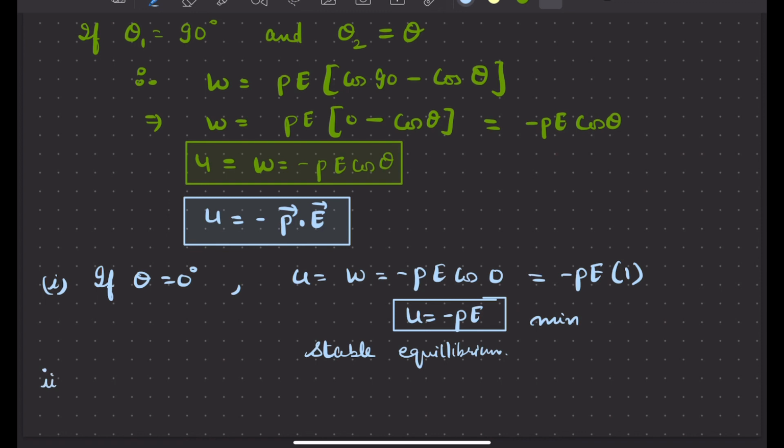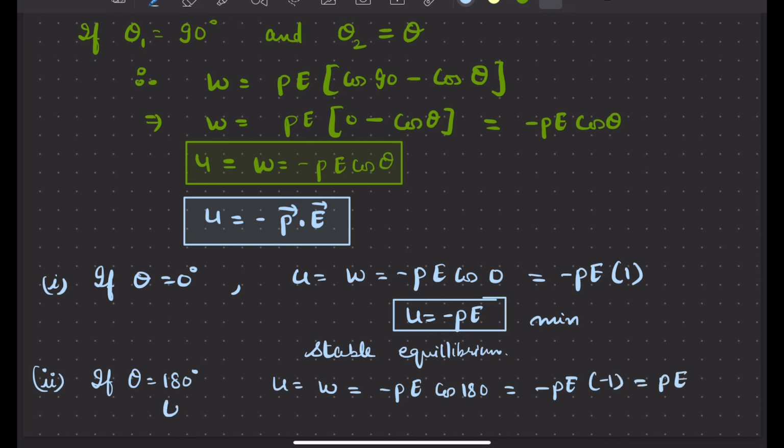And second case, if theta is equal to 180 degrees, U will be equal to W is equal to minus PE cos 180, and we know cos 180 is minus 1, so minus 1 into minus PE, the answer is PE. So the potential energy becomes U is equal to PE, that is, the potential energy becomes maximum, and we can say that the dipole is in unstable equilibrium.